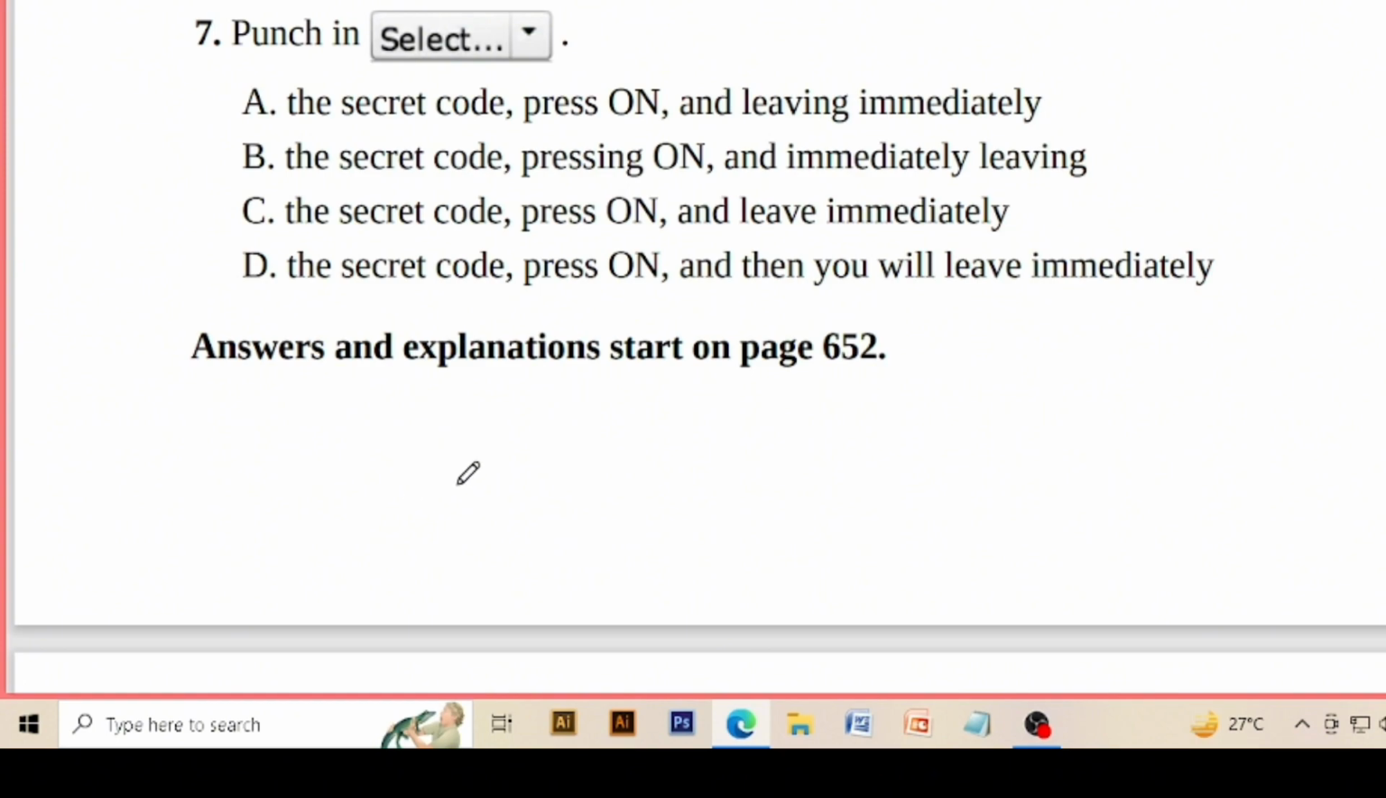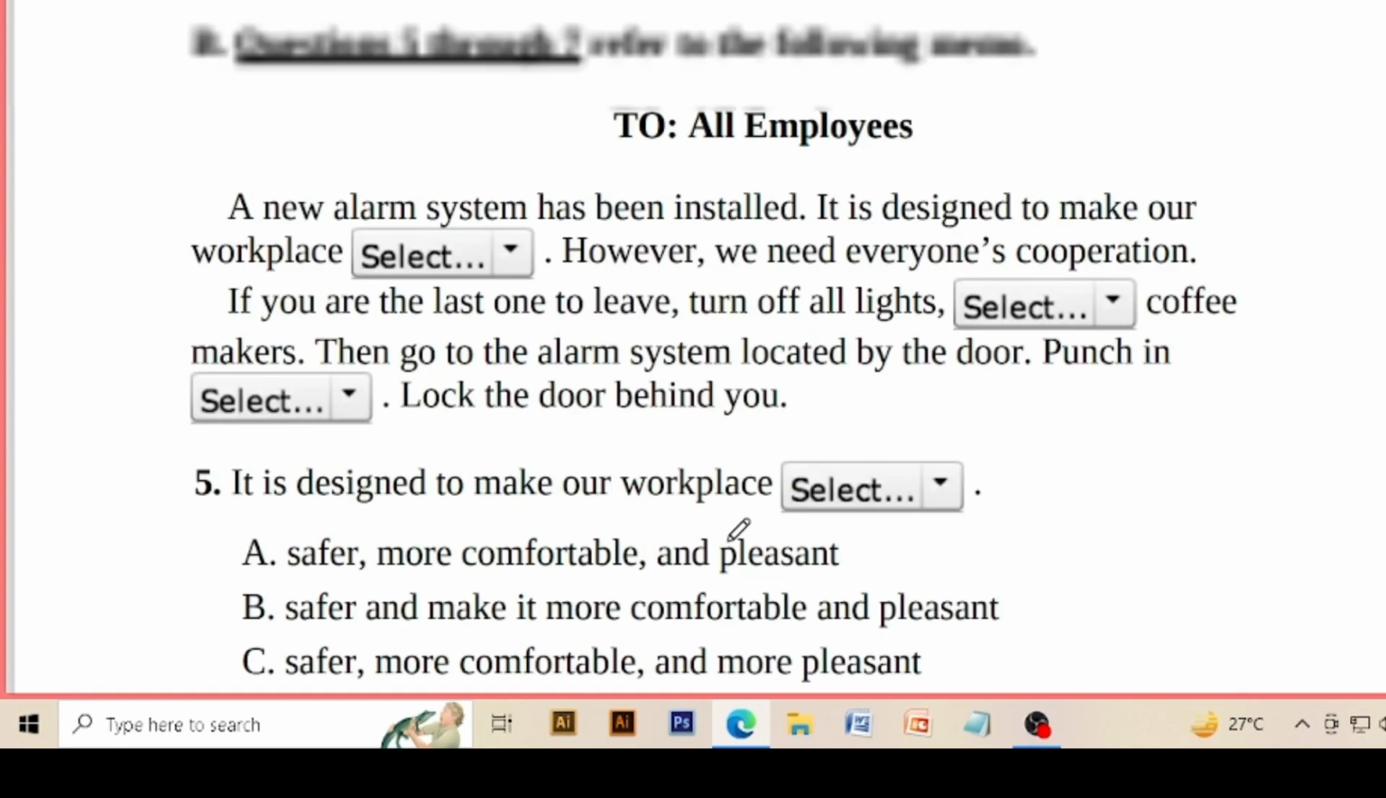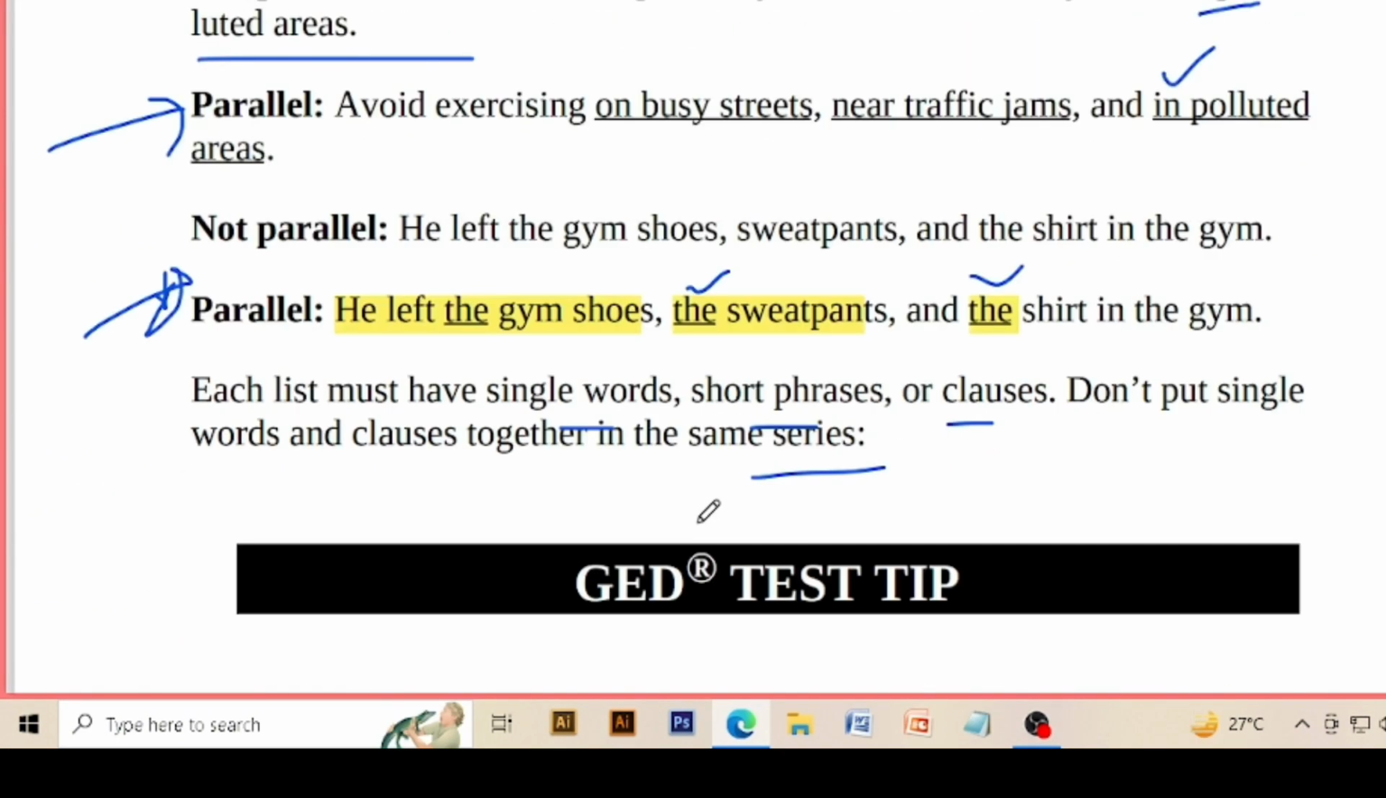Okay, Mustafa, what's the parallel structure? Have you understood? Yes.